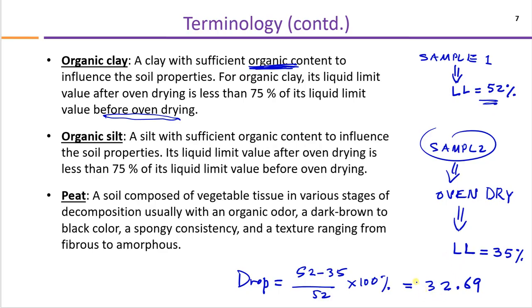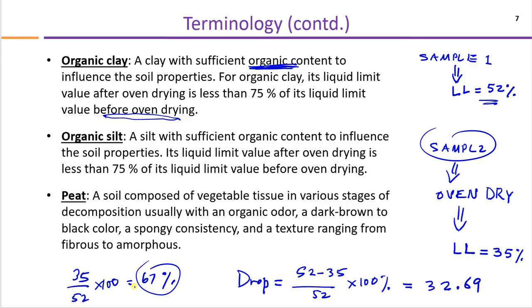So you have to look at what is the actual value. The actual value is 35 over 52 times 100. So the drop is 32.69. If you subtract it from 100, that is 67. Actually, the oven dry liquid limit is 67% of the normal sample. So this value is now less than 75, and if it is less than 75, that soil will be treated as organic soil.